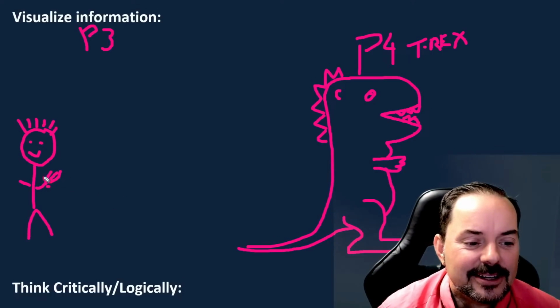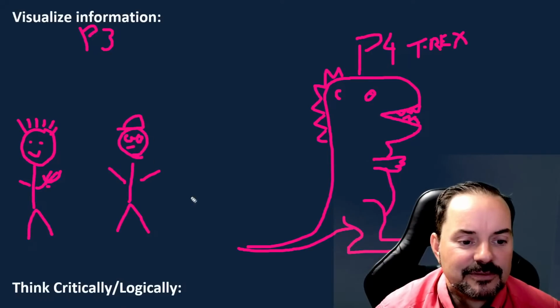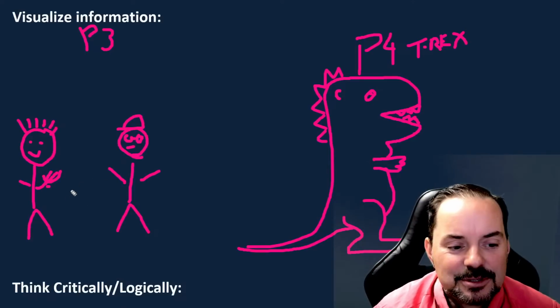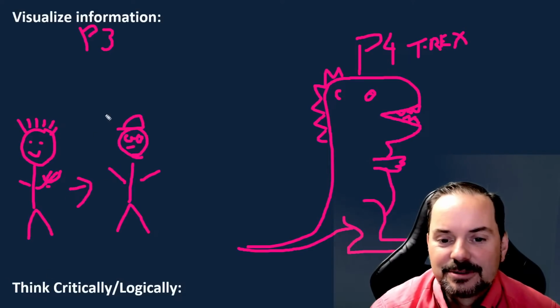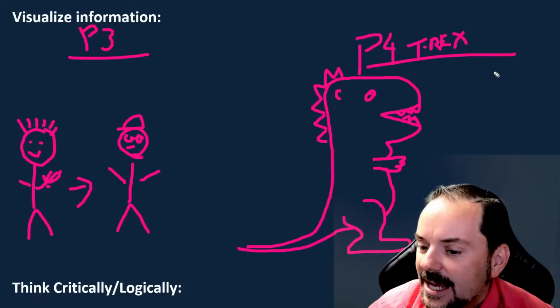So there's the student. Okay, here's the professor. We'll give the professor some glasses there. And we'll give him a little professor's hat. So student meets the professor. That's part 3. Part 4 is the T-Rex. You're visualizing.